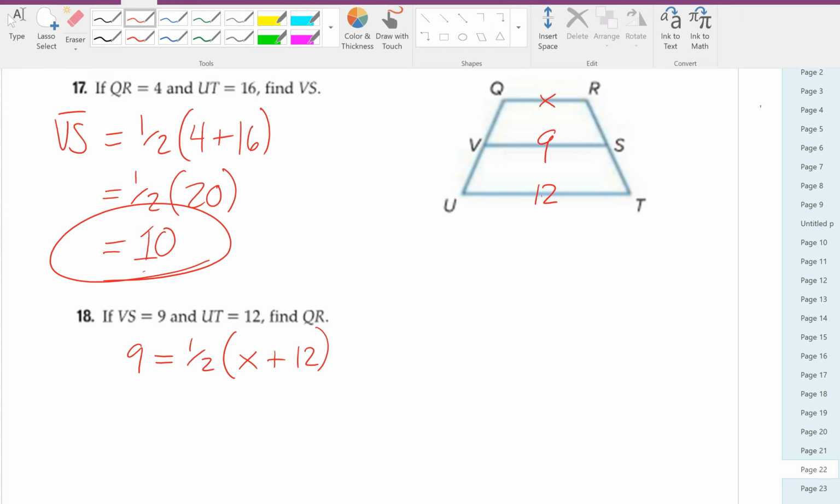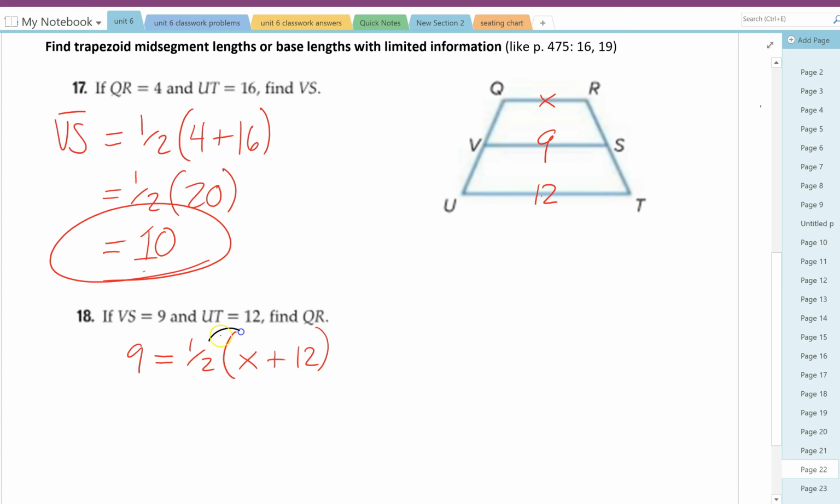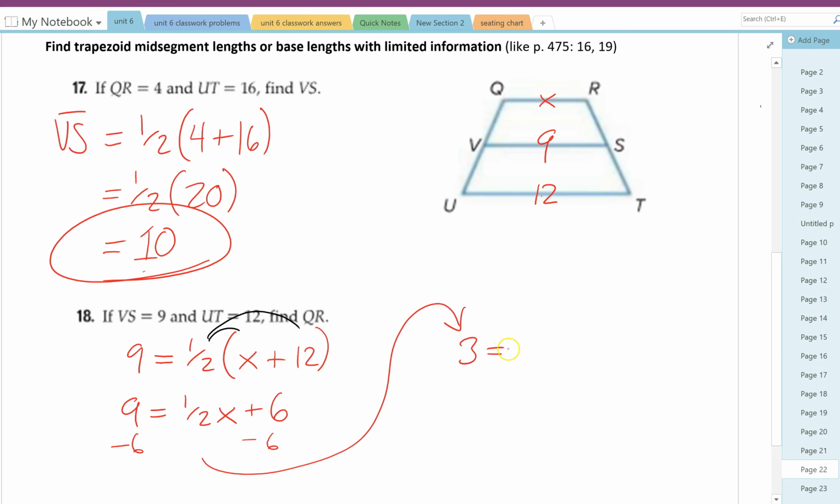What I'm going to have to do now is distribute this 1/2 by X and 12. So now my equation is going to be 9 equals 1/2 times X. We'll just call that 1/2 X. And 1/2 times 12 is 6. Okay, so I want to get X by itself, so I'm going to subtract 6 from both sides. So I'm going to have 9 minus 6, which is 3, equals 1/2 of X.